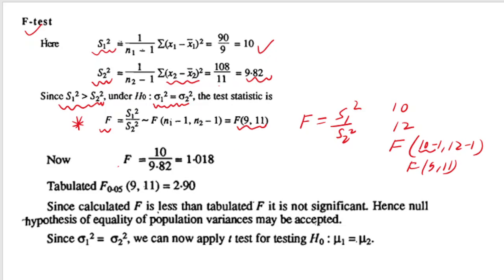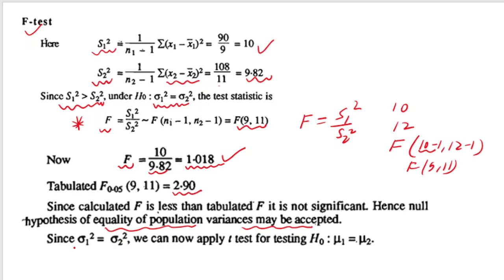So the F value, that is S1² by S2², is 10 by 9.82. So we are getting 1.018, and this is the calculated F value. The tabulated F value is 2.90. So the calculated F value is less than the tabulated F value. So the null hypothesis is accepted, and we conclude that the population variances are the same. Hence the null hypothesis of equality of variance may be accepted.